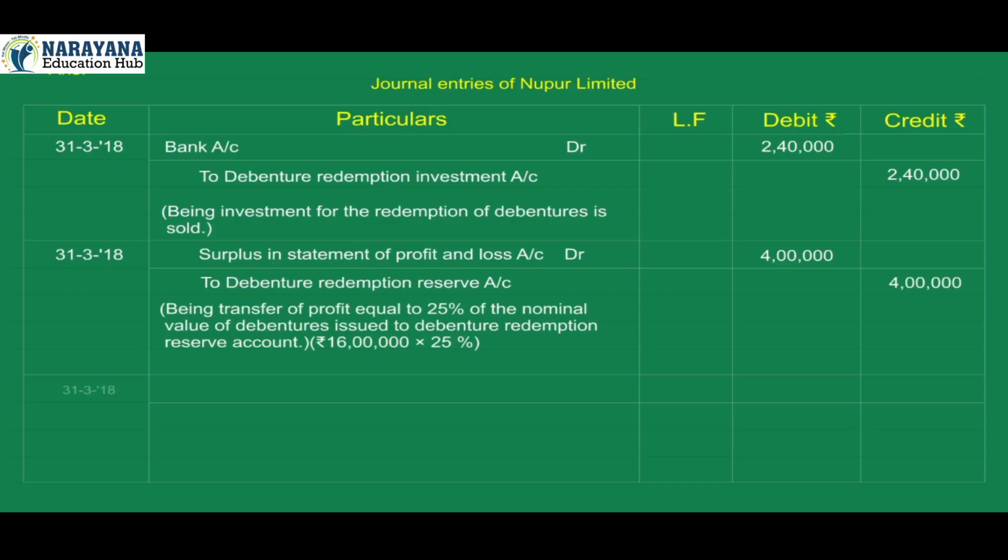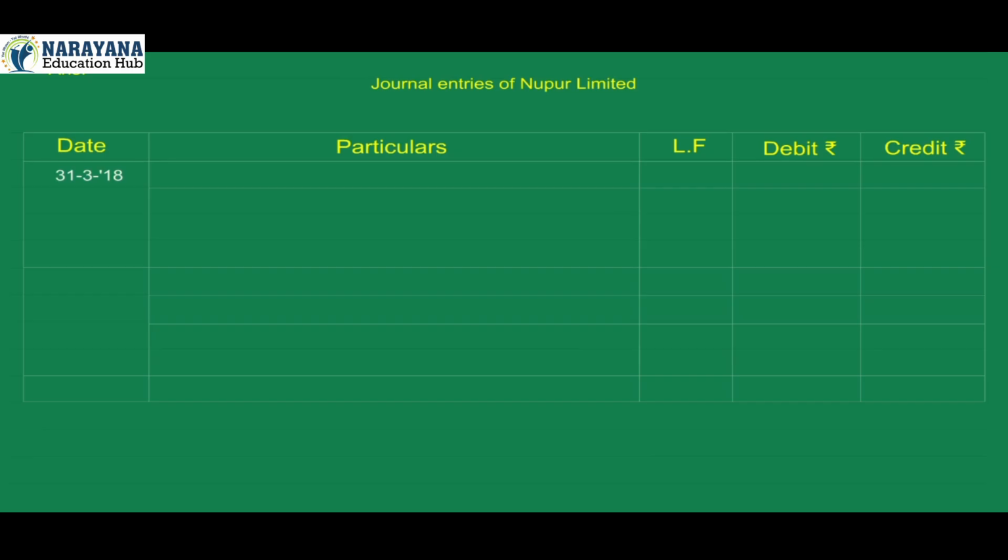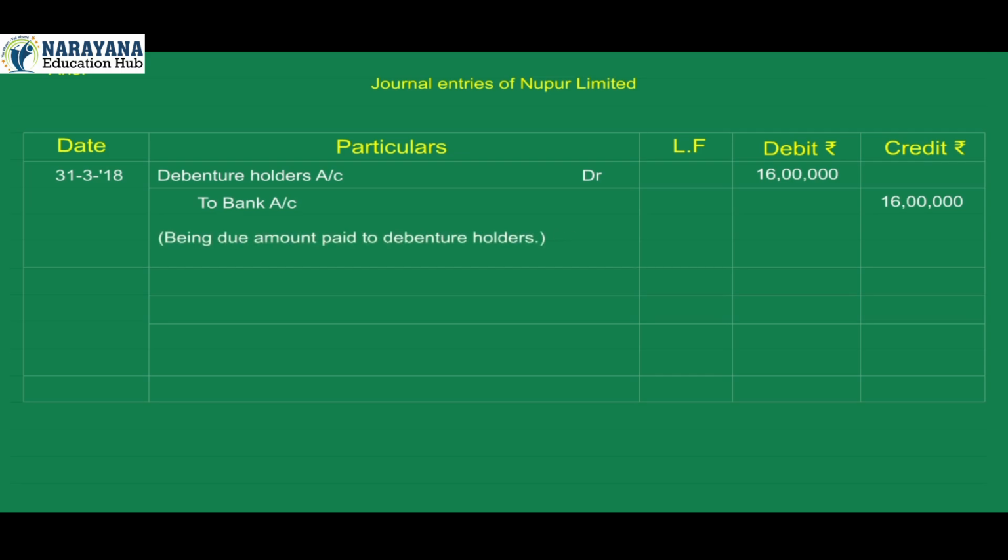31st March 2018. 9% debenture account debit 16 lakh to debenture holders account credit 16 lakh, being amount due on redemption of debentures. 31st March 2018. Debenture holders account debit 16 lakh to bank account credit 16 lakh, being due amount paid to debenture holders.